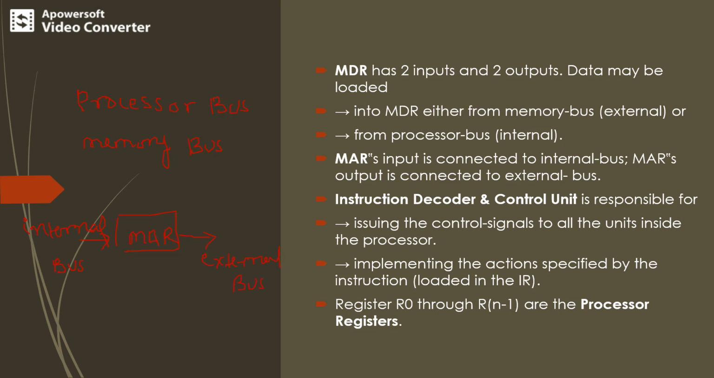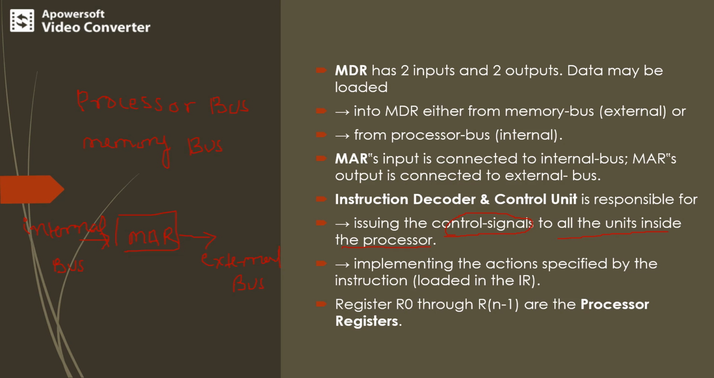The instruction decoder and control unit is responsible for issuing control signals. What is the use of the control unit? It issues the control signals to all the units inside the processor, implementing the actions specified by the instruction that is loaded in the instruction register.